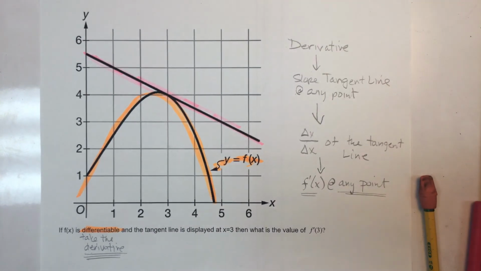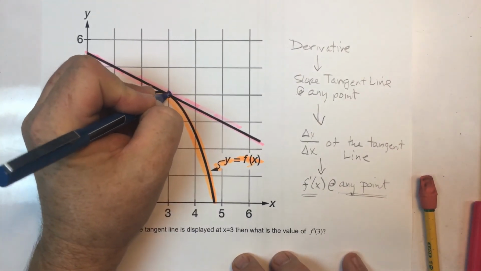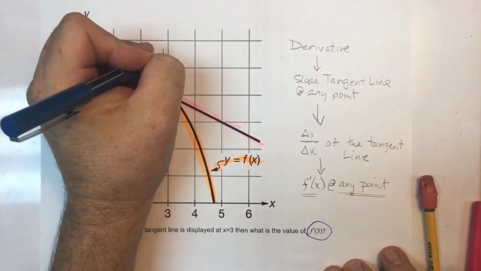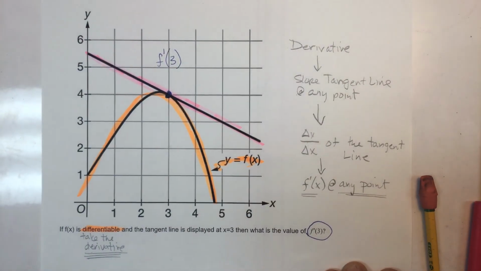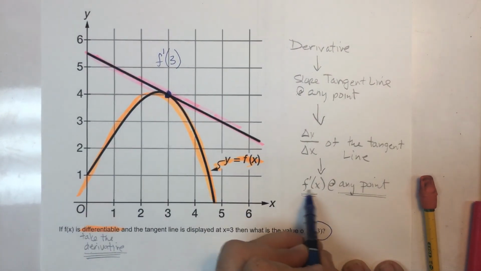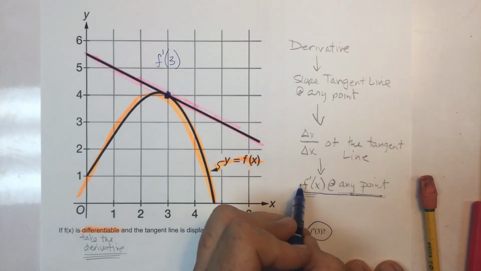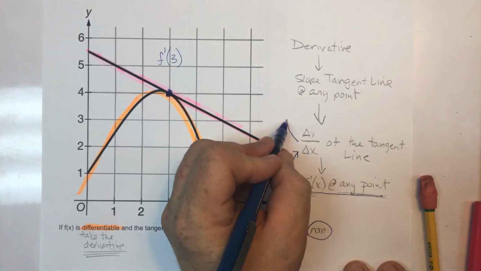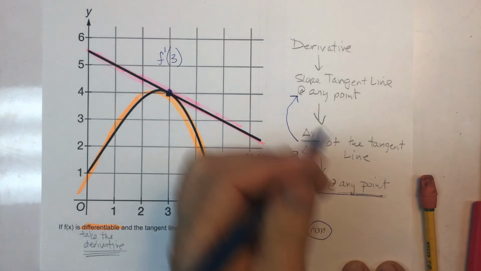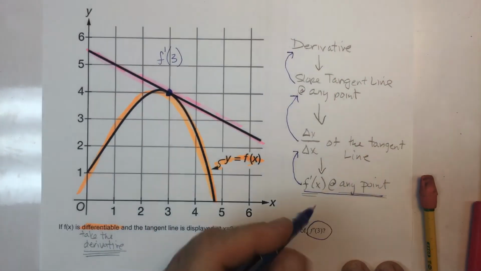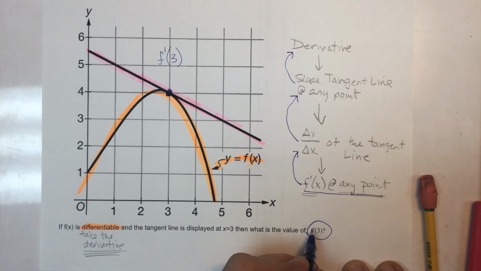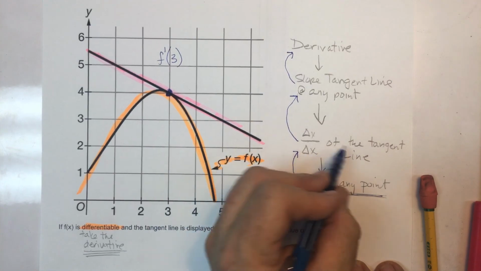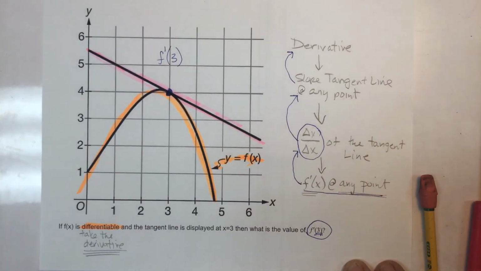If we take that pink line, we're saying at x equals 3 right here, I want to know what f prime is. So what is f prime at 3? F prime at any point is the same as the change in y over the change in x, which is the slope of the tangent line at any point, which is the same thing as the derivative. So if we work backwards, I want to know the f prime at 3, so I've got to find one of these. Well, they give me the tangent line, so I'm going to use the change in y over the change in x.